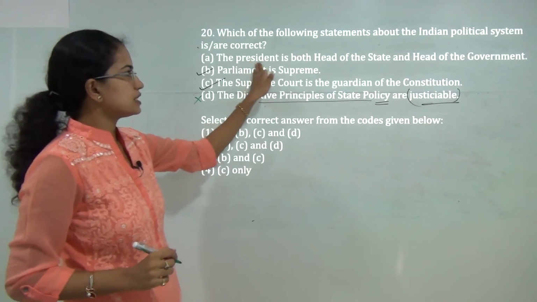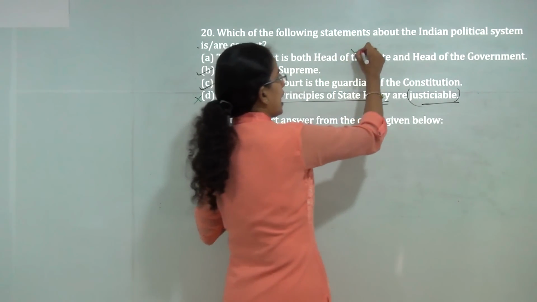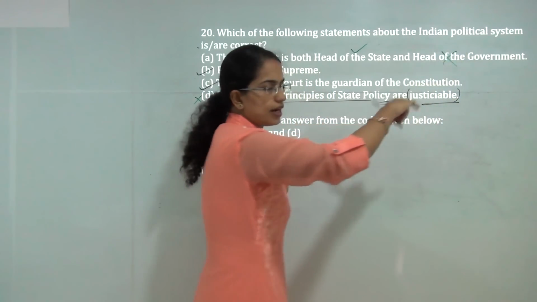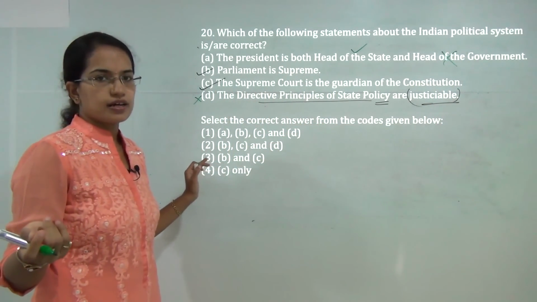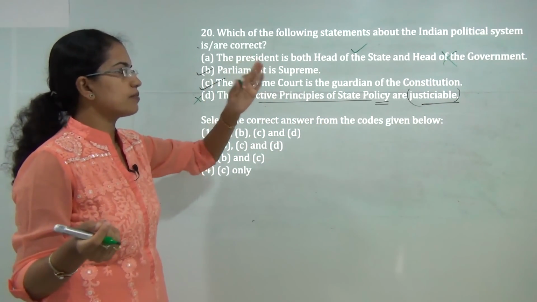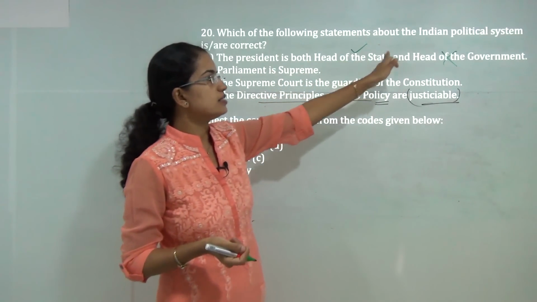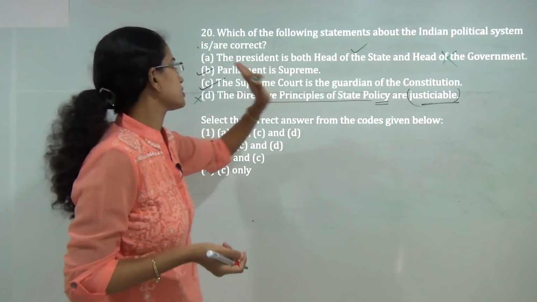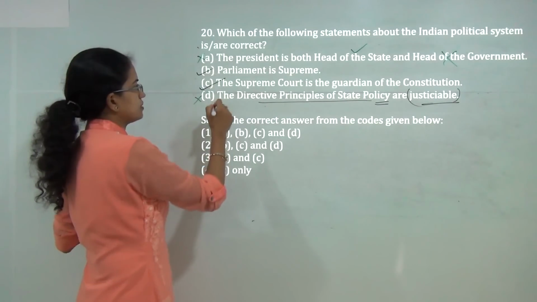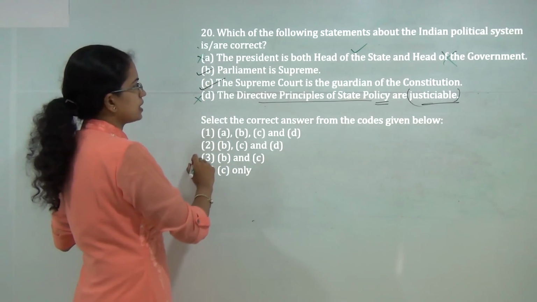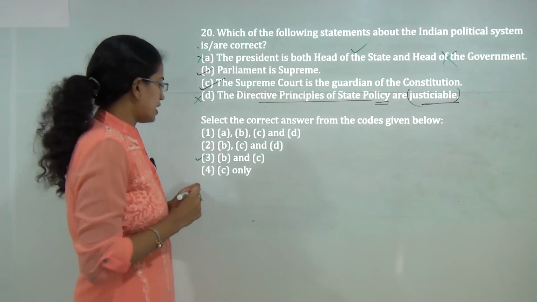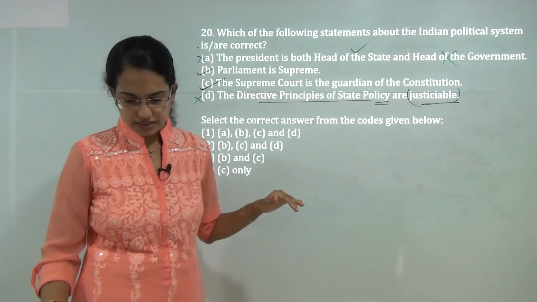And finally, the President is the head of the state and not the head of the government. He is the Supreme Commander of the Indian Armed Forces. So he is head of the state and Supreme Commander of the Indian Armed Forces. So A is also incorrect. So the only correct options are B and C. So you have the answer as 3, that's B and C.